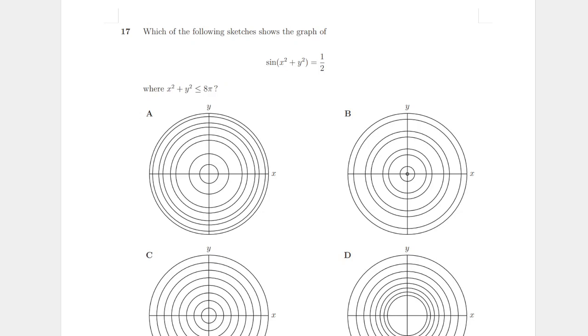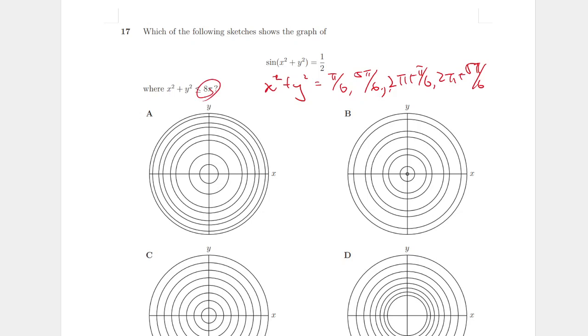If sine of x squared plus y squared is half, that means x squared plus y squared is, well, 30 degrees, so pi over 6. What else? 150, so 5 pi over 6. And then you just keep on adding 2 pi, so it will be 2 pi plus pi over 6, 2 pi plus 5 pi over 6, and so on, up to 8 pi.